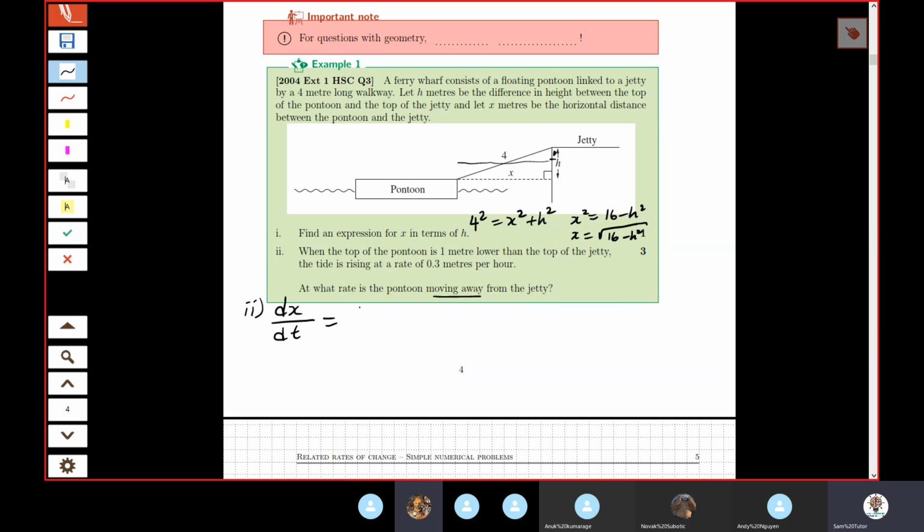You might not be sure, but that's okay. What about this? The tide is rising at a rate of 0.3 meters per hour. What do you think that is? It's going to be dh over dt. So therefore dx on dt equals dx over dh times dh over dt.